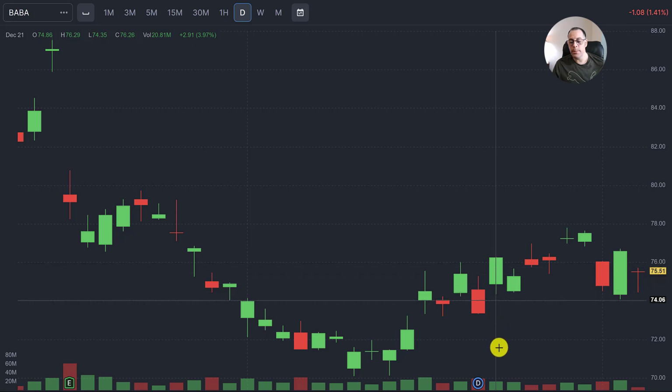And if you look at the very bottom, you can see the volume. 20.8 million shares were traded on this day, and the bulls won. There was more buyers than sellers. On the previous day, which happened to be the ex-dividend date, December 20th, 27.5 million shares were traded, and the bears won. It was a red day.